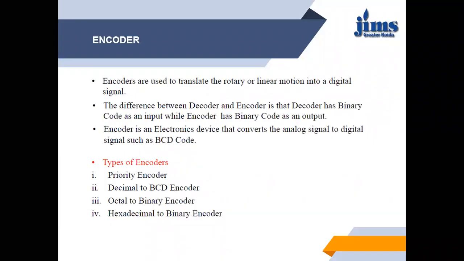And we have different types of encoders. We have the priority encoder, decimal to BCD encoder, octal to binary encoder, or hexadecimal to binary encoder. Depending upon the number of inputs and the number of outputs, these are named as different types of encoder. Octal to binary means if inputs are 8, then it is octal to binary. If the input is hexadecimal, then it is a hexadecimal to binary encoder, like this.